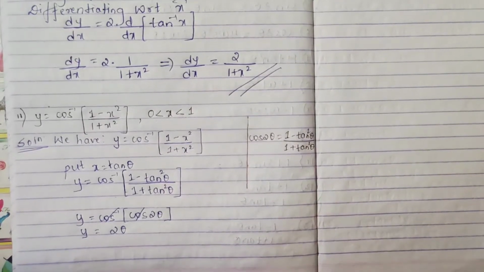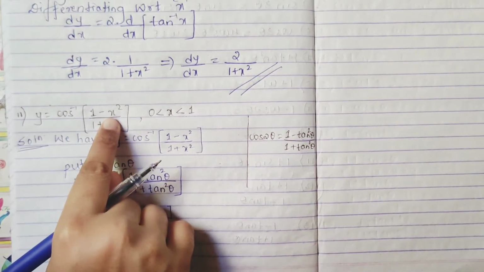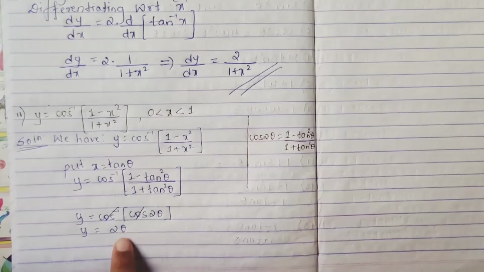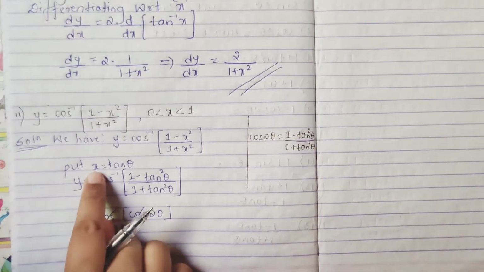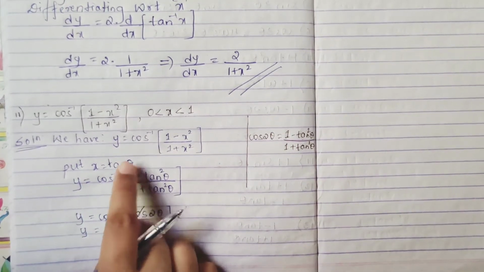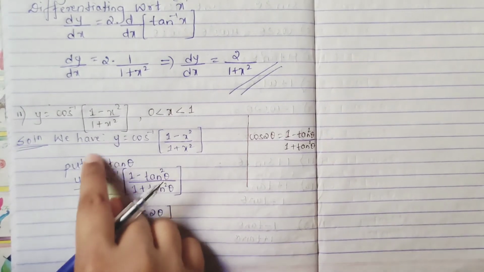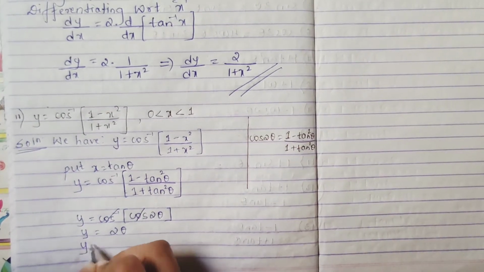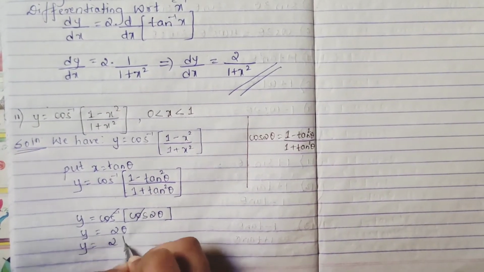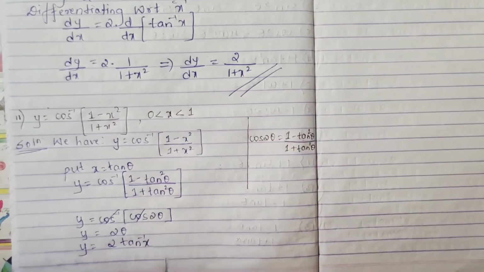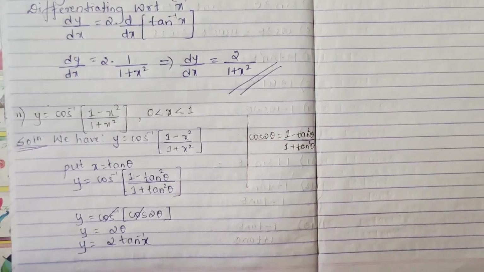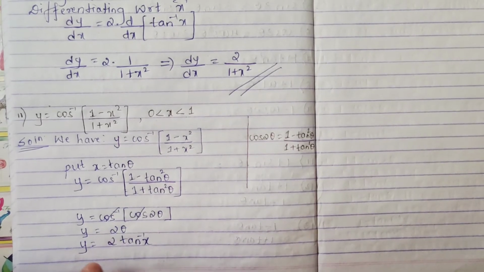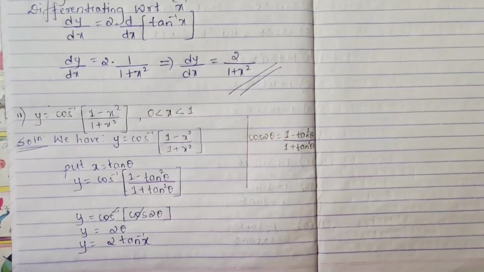But after coming here, I have to replace theta too, because my question is in x, right? But I am getting theta here. To differentiate, I should replace theta. See here, x is equal to tan theta, so theta will be tan inverse x. So it becomes y is equal to 2 tan inverse x. So here you have got a proper, simplified question. Now after this step, we will differentiate it.